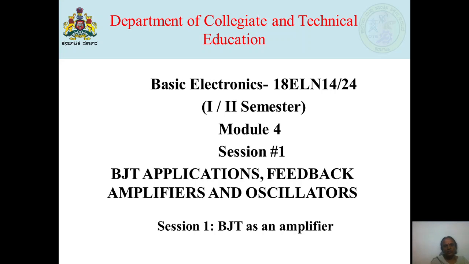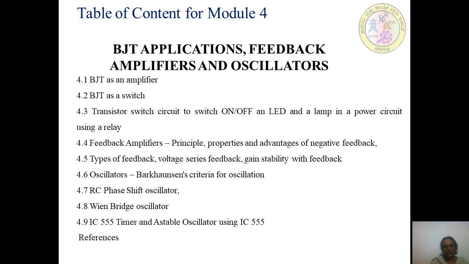Module 4 of Basic Electronics consists of the title BJT applications, feedback amplifiers and oscillators. In module 4, the overall view of the syllabus consists of the BJT as an amplifier, BJT as a switch, and a transistor switch circuit to switch on or off an LED and a lamp in a power circuit using a relay.